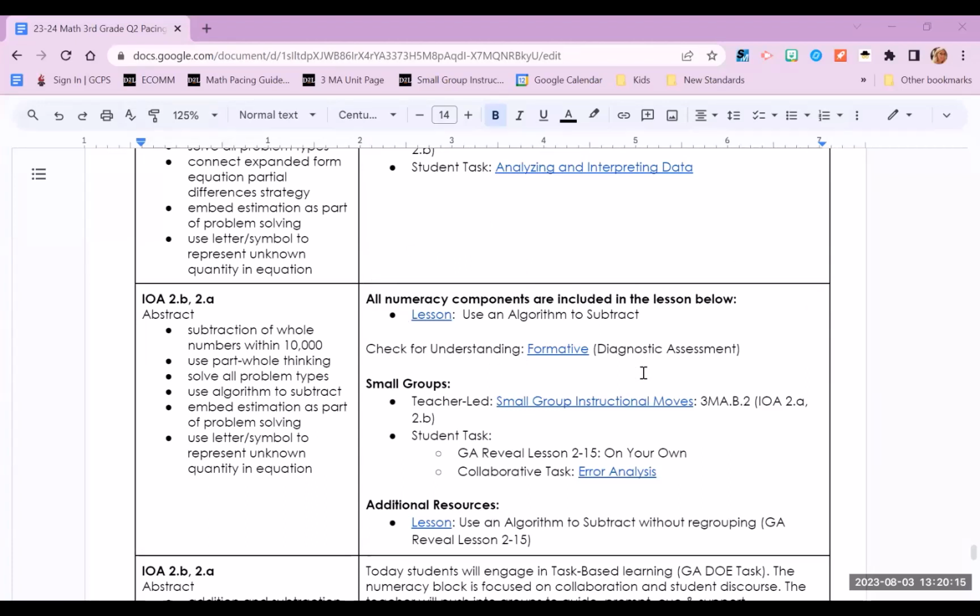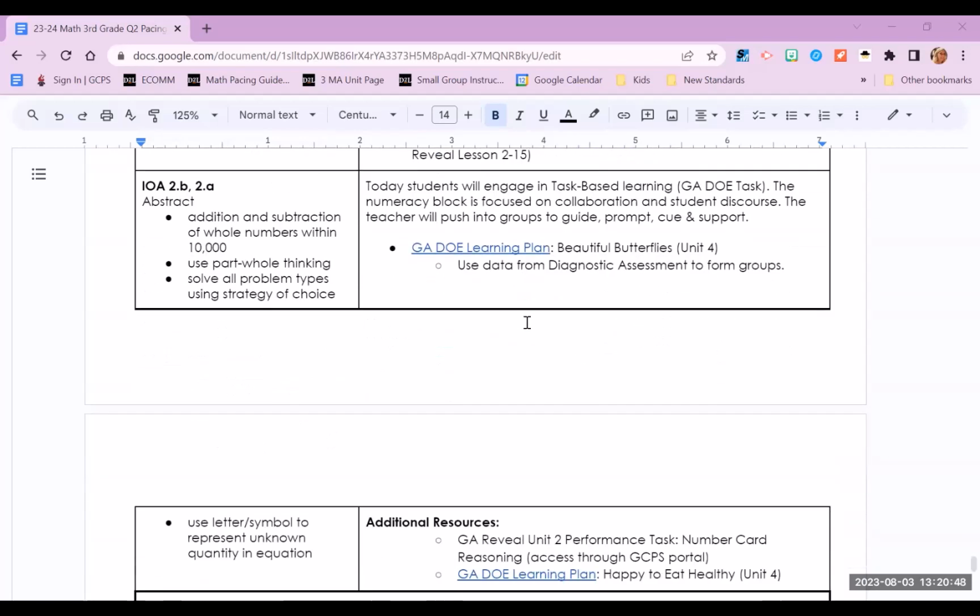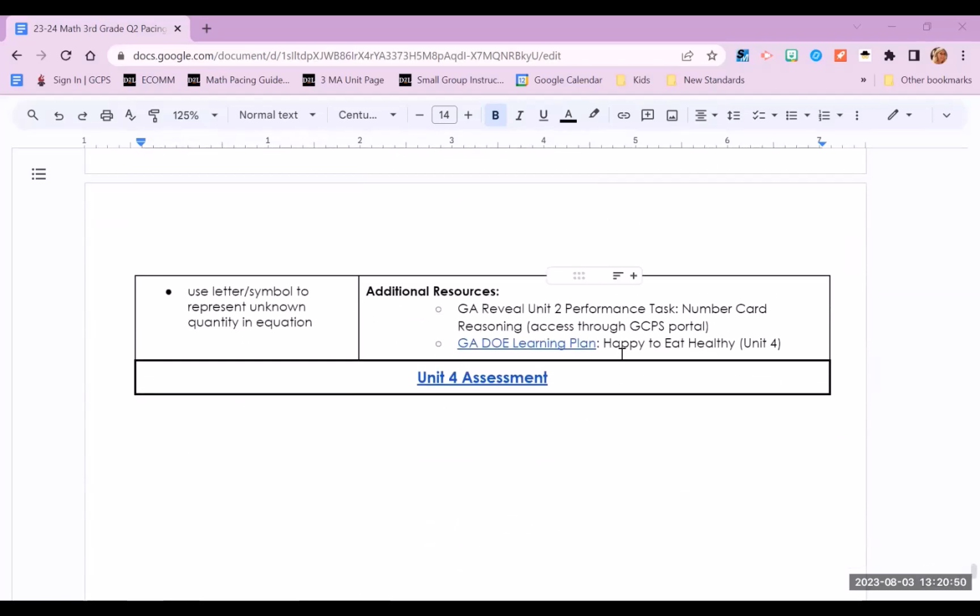The standard algorithm for subtraction is the most efficient strategy for students to use when subtracting multi-digit numbers. However, this strategy may not be the most efficient for all students. It's important to note that students do not have to master every strategy. As I've already said, the goal is for students to use the strategy that is most efficient for them. I really can't say that enough. IOAs 2B and 2A will be addressed later again in Unit 5.